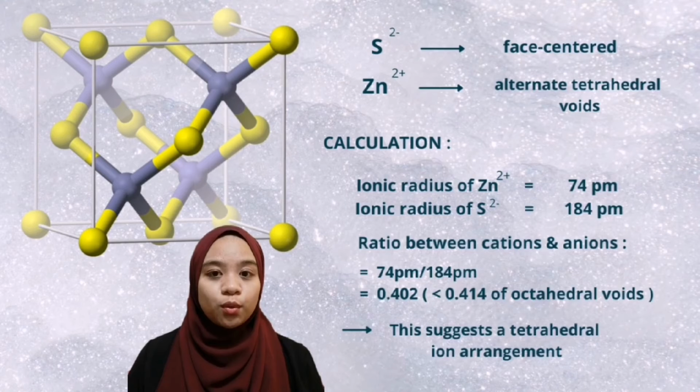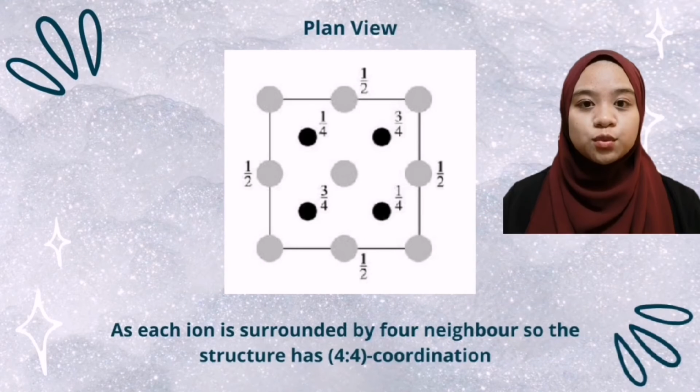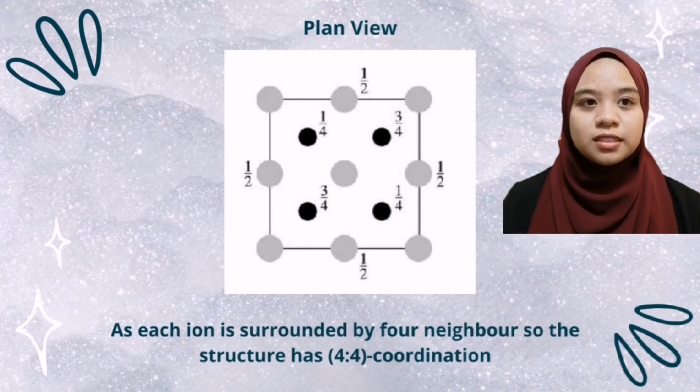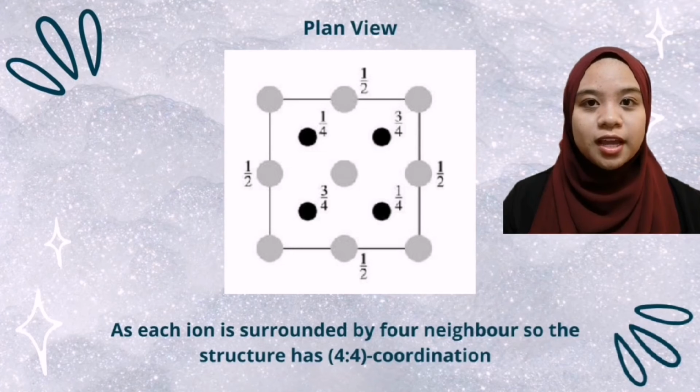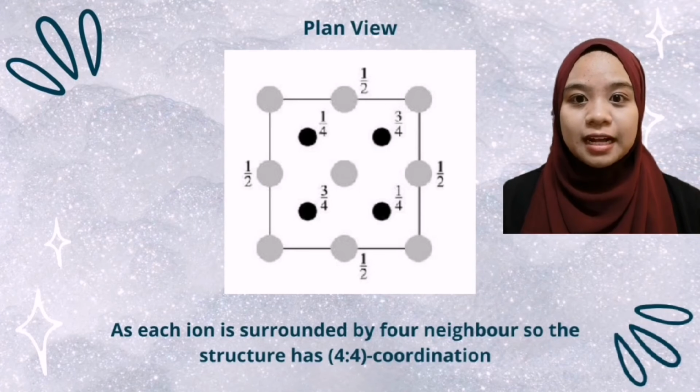So, how do we know it was alternate tetrahedral voids? It was by referring to its plan view. Okay, so now focus on the black color, which are the coordinates 1/4, 3/4, 3/4, and 1/4. So it proves that it was in alternate arrangement.